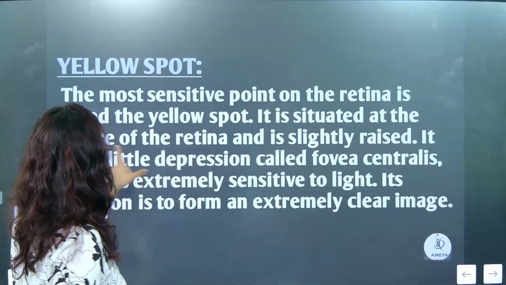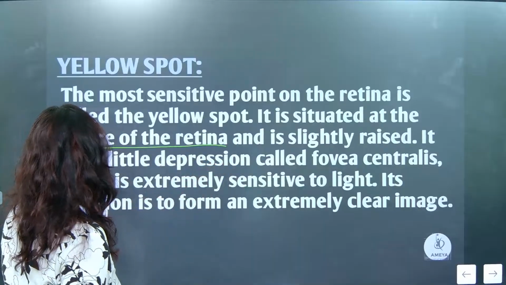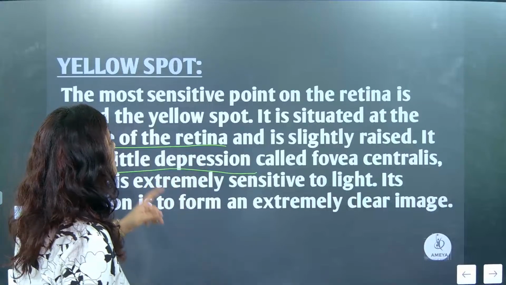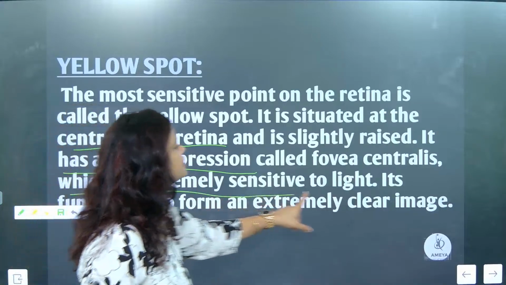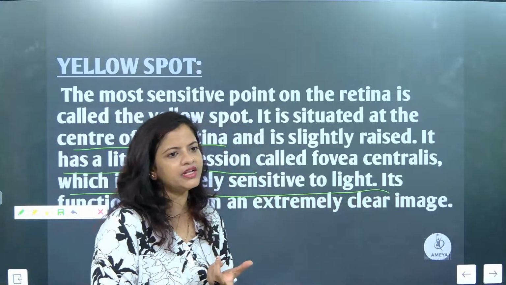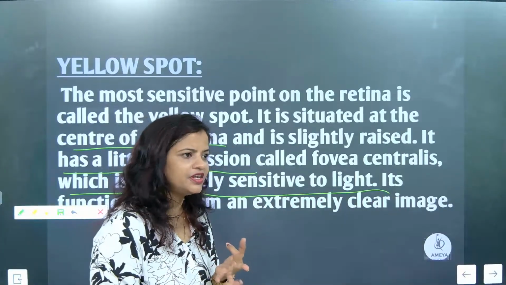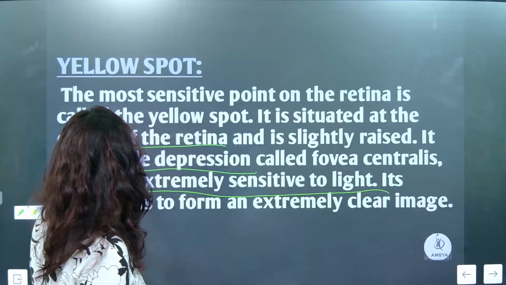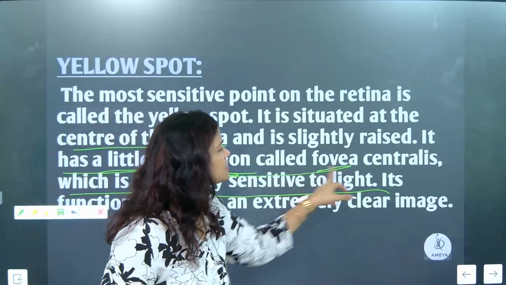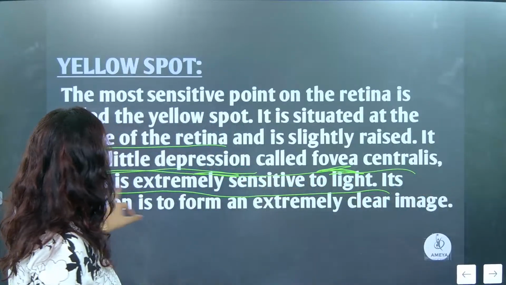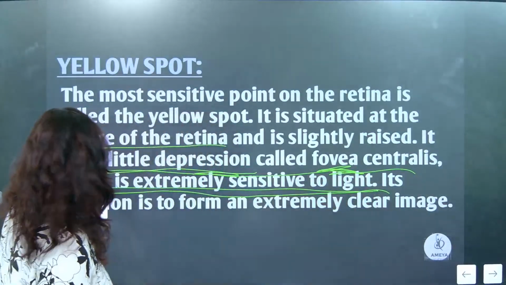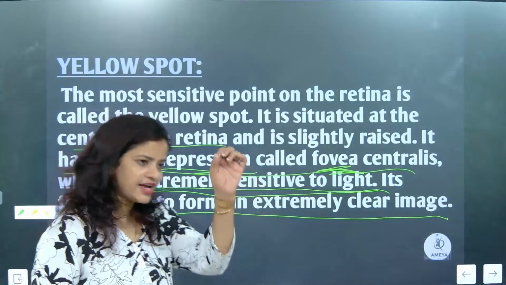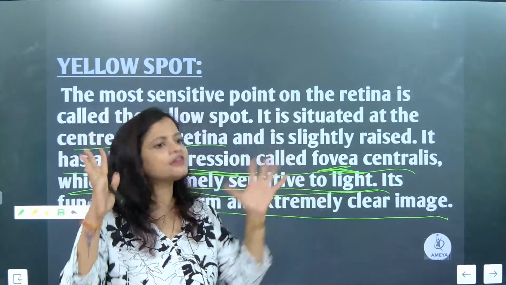Now yellow spot. It is situated at the center of the retina and it is slightly raised. It has a little depression called fovea. We discussed about fovea, fovea centralis, which is extremely sensitive to light. We already discussed macula, fovea, yellow spot. Yellow spot is having what? Fovea. The depression is called fovea centralis, and it is extremely sensitive to light. Its function is to form an extremely clear image.